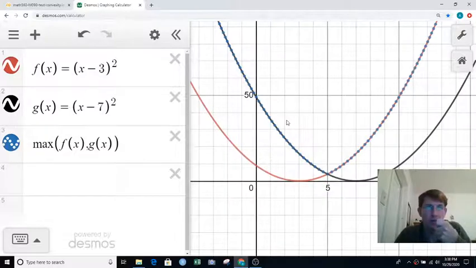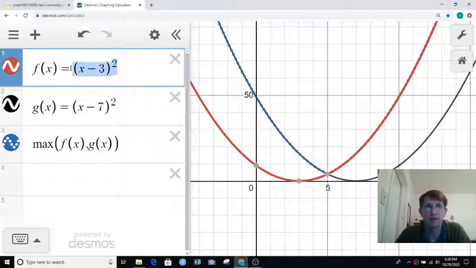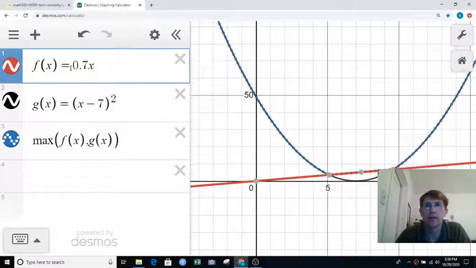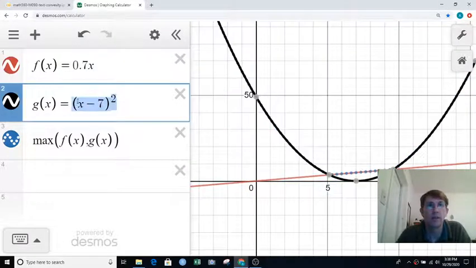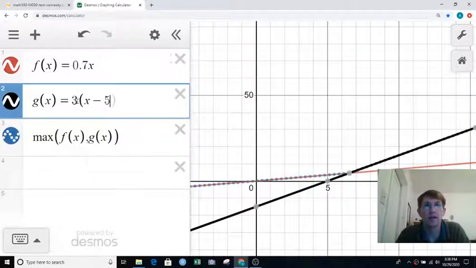You probably could if you're a pure math loving kind of person, or could become one if you aren't already. Let's do another example here. Let's do something like 0.7x and something like 3x minus 5.